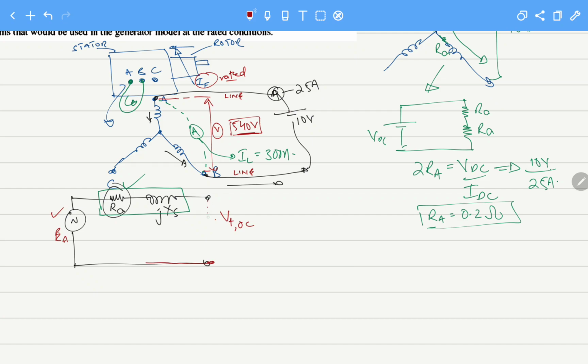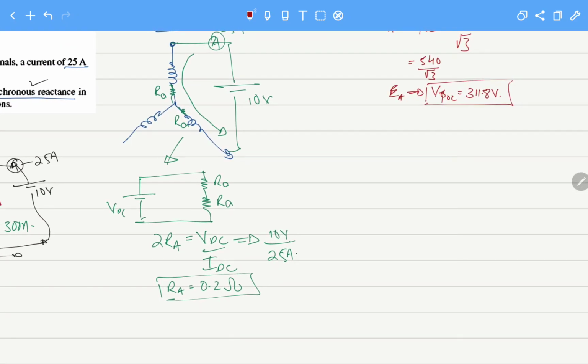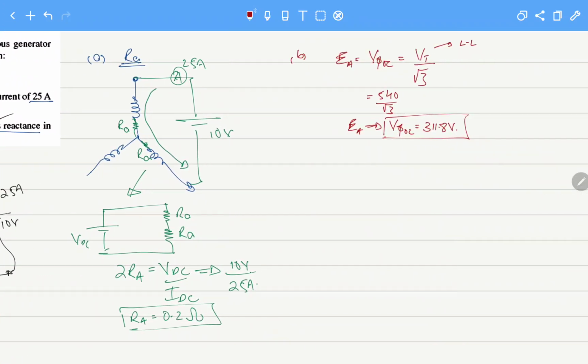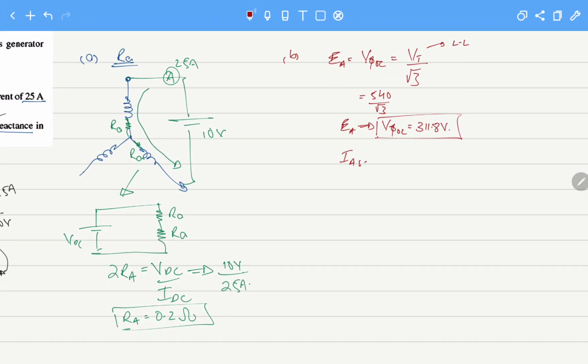The second thing is related to our short circuit test, and the short circuit test gives us a current that was found to be 300 amperes. Now this is the current flowing through the line, and we know that in Y connected circuits the phase current is the same as the line current. So the armature current at short circuit is the line current at short circuit, and that equals 300 amperes. So we have these two values.